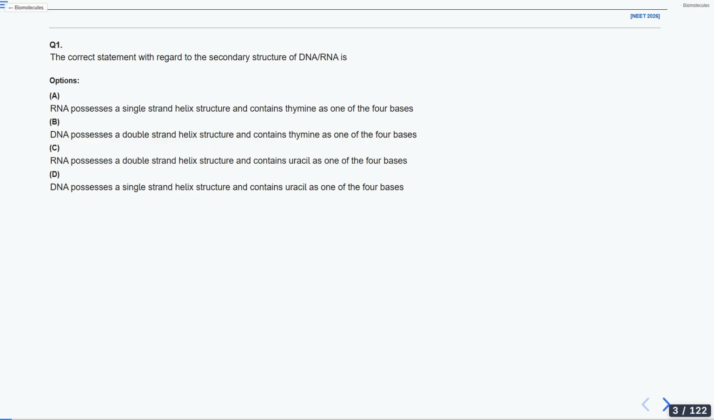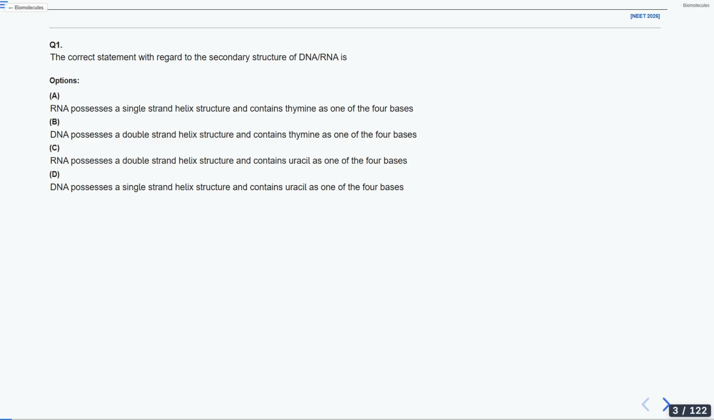We have to tell the correct statement with regard to the secondary structure of DNA and RNA. The first one: RNA possesses a single strand helix structure and contains thymine as one of the 4 bases. Surbhi and Mani Bharti are telling B is the correct answer. Okay, I understand. So the majority of you are telling B, some are telling C as well. Let's see what is the correct answer.